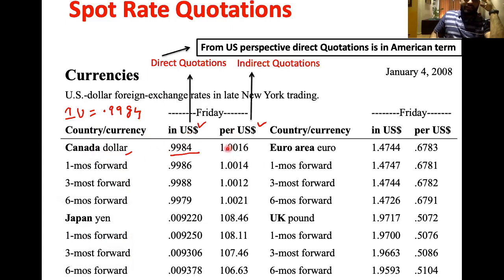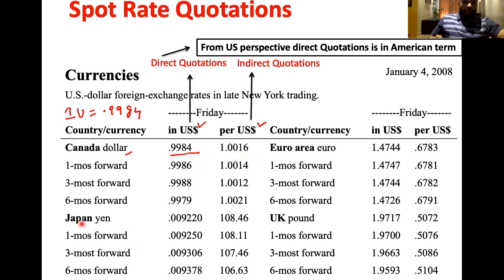Right? Per USD means the value of one Canadian dollar equals 1.0016 USD, and the value of one USD equals 0.9984 dollars. So make sure you understand. Don't be confused. In USD, per USD. I repeat, in USD means the value of one Canadian dollar equals 0.9984 dollars. And the value of one USD equals 1.0016 Canadian dollars. All right. I mean, in Canada, the value of one USD equals 1.0016 Canadian dollars.